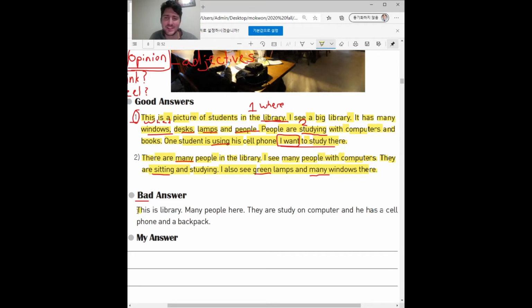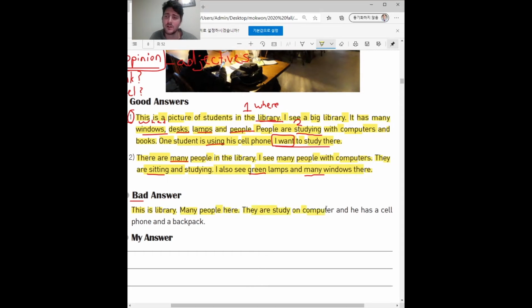읽어볼게요. This is library. Many people here. They are study on computer and he has a cell phone and a backpack. Actually, this answer is not that bad, right? We have step 1 했어요, right? Where is it? Library. 뭐 볼 수 있어요? 명사 찾으면 people, computer, cell phone, backpack. So we have step 1.